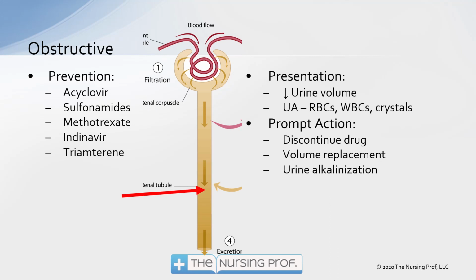So our prompt action is going to be, let's discontinue the drug, and volume replacement, so try and push lots of volume behind it to push that crystal on through the urinary tract, in the same way we would do with a stone. And urine alkalinization, so that we're making the urine less acidic, because in an acidic environment, that stone or that crystal is more likely to form. In general, proteins tend to make the urine more acidic, and fruits and vegetables, carbohydrates tend to make it more alkaline.